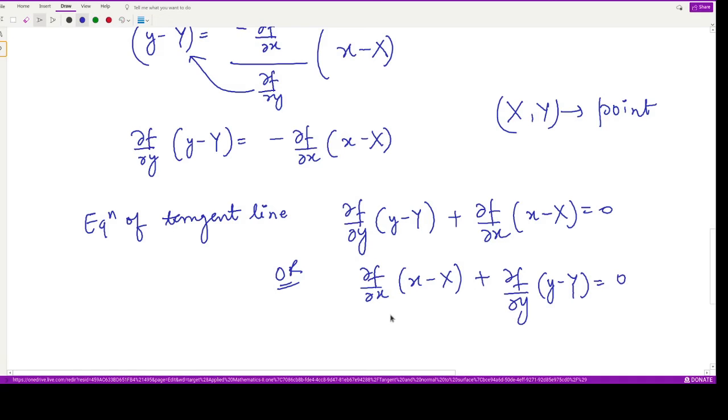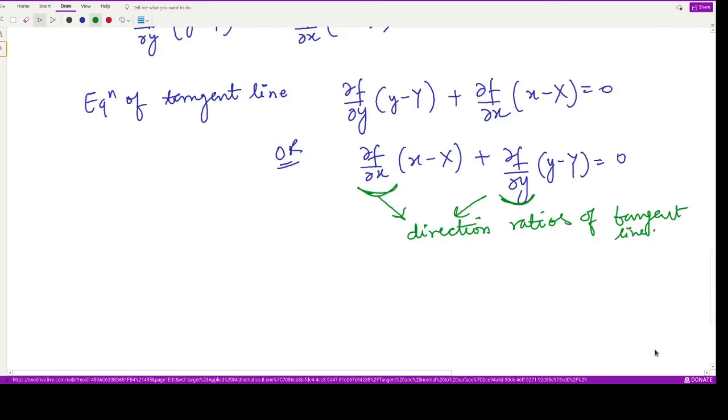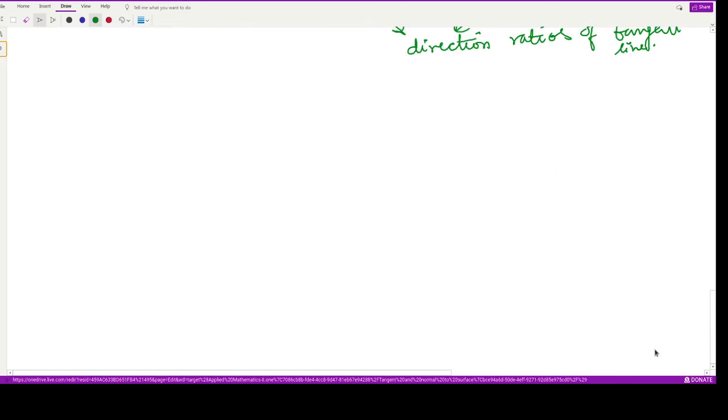So from here you see what these are: del f by del x and del f by del y are the direction ratios of the tangent line. So this is one case.